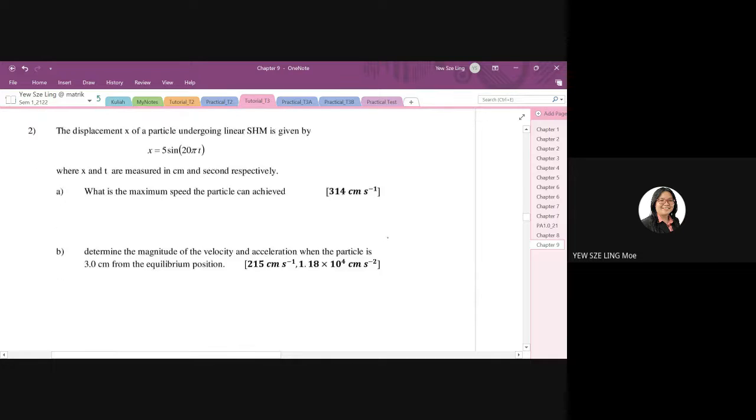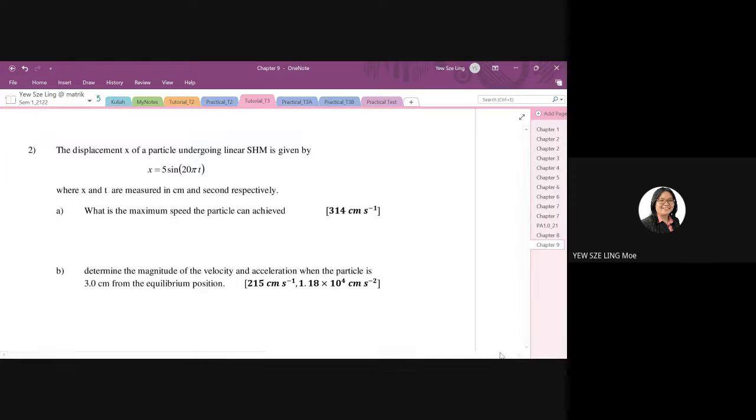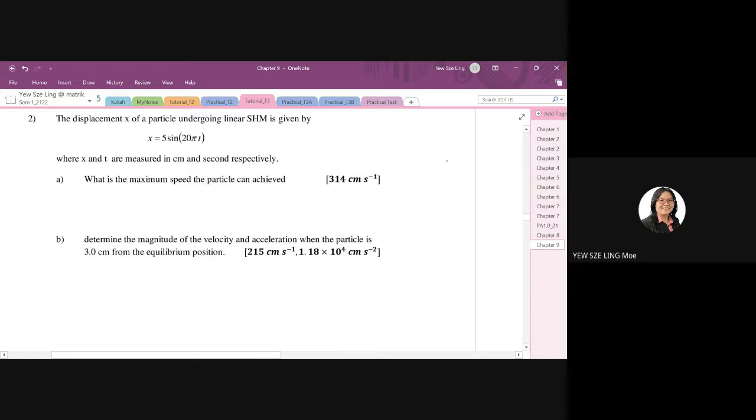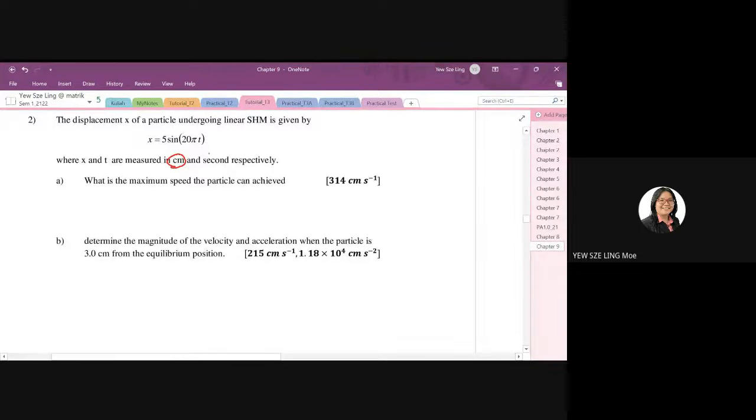Now, this is a typical exam question where you are given an equation, and then it gives you several sub-questions that ask you to solve them based on the equation given. The displacement x of a particle undergoing linear simple harmonic motion is given by x equals 5 sine 20 pi t, where x is measured in cm and t in seconds.